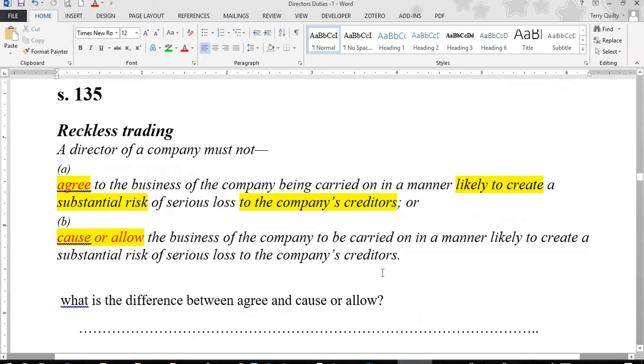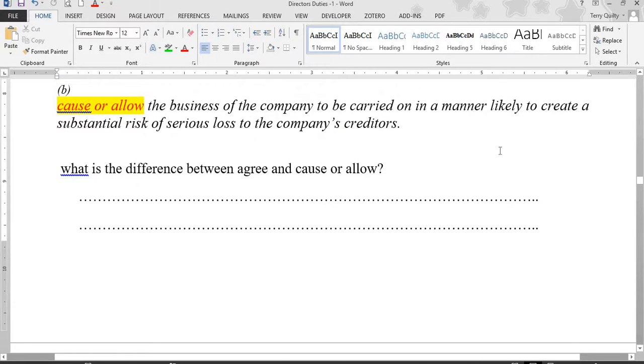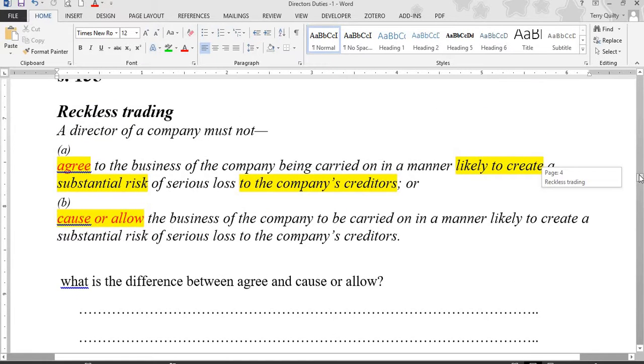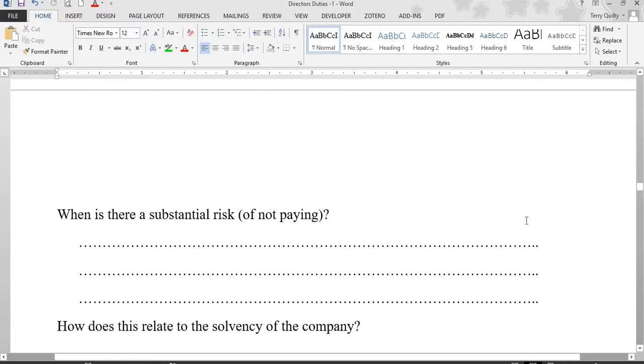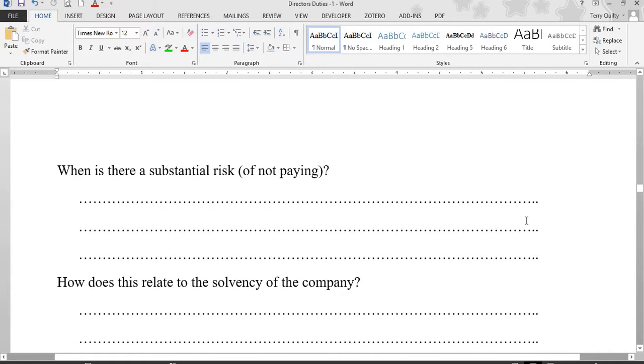Now if we go to the worksheet itself, this just restates the opening point and asks you to look at the difference between the two areas of agreeing and causing. And what you need to think is, what does this mean for me if I'm a director sitting in a board meeting and we are making a decision on buying some assets or entering a contract to deliver when we do not really have the money or the resources to carry out that obligation? What this leads to is, when is there a substantial risk of not paying?